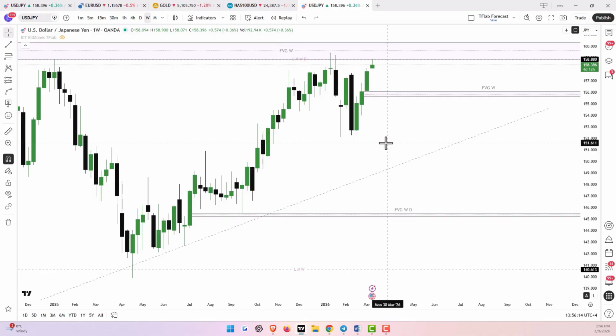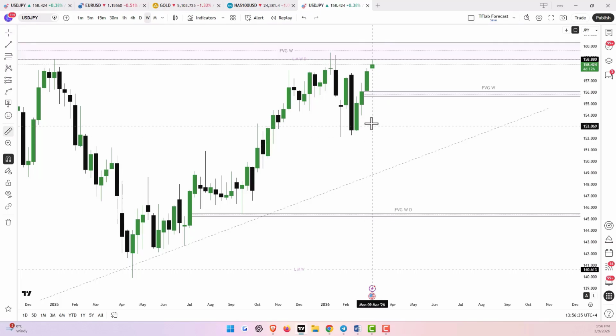I'm here with you for the daily analysis of the USDJPY currency pair on March 9th. We saw that last week, following a sharp increase in oil prices, the US dollar strengthened.